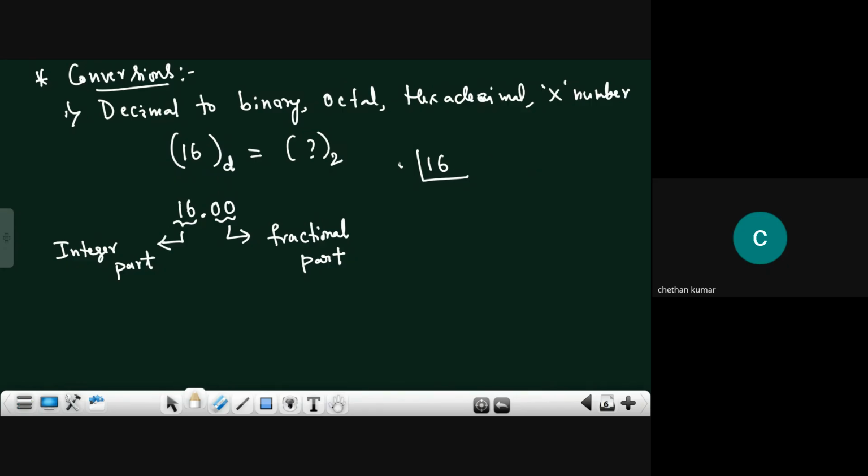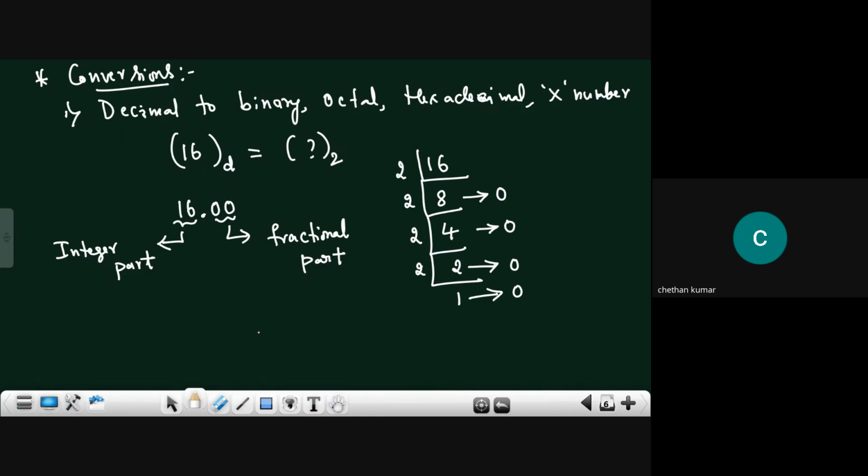So how many times can I divide? 8 times. What is the remainder? 0. Correct? How many times can I divide 8? 4 times. What is my remainder? 0. How many times? 2 times. What is my remainder? 0. How many times 2? 1 time. My remainder is what? 0. So 1 time I can divide. What is the remainder I am getting? 0, right? 2 ones are right.